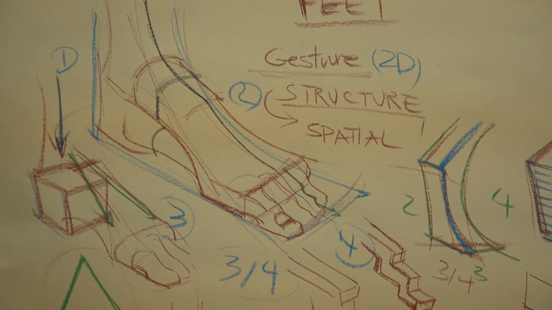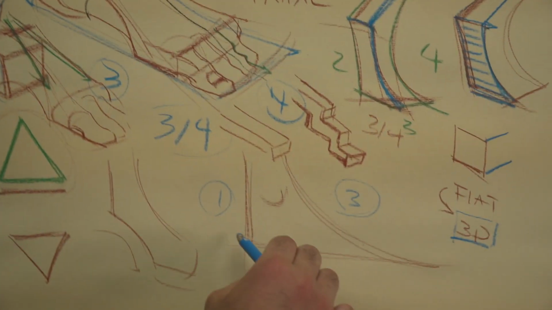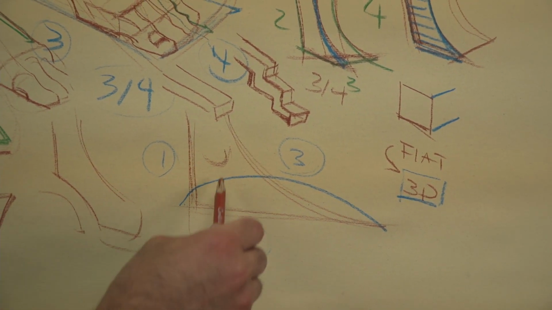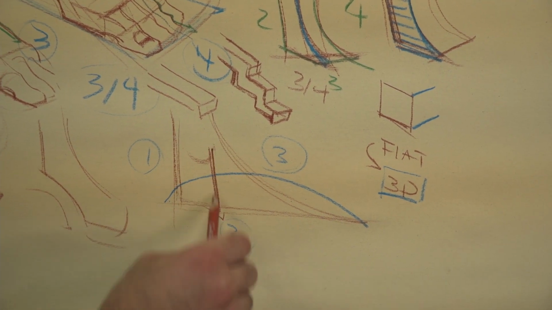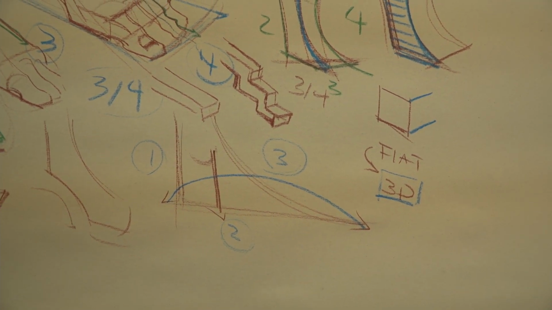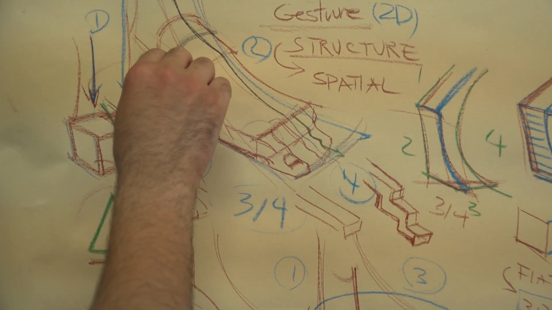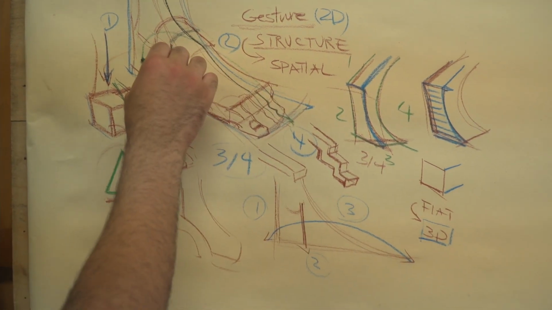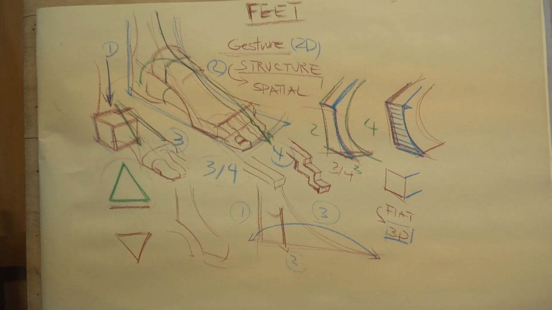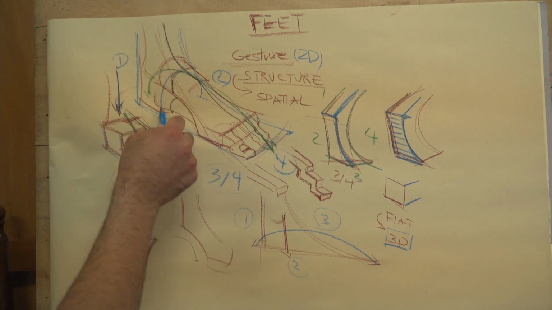Another point that I need to make here is the important axes of foot. We have this longitudinal and transversal axes here for drawing foot. So, as an example, if you're drawing this 3/4 view, the longitudinal axis would be this line, and the transversal axis would be this line.